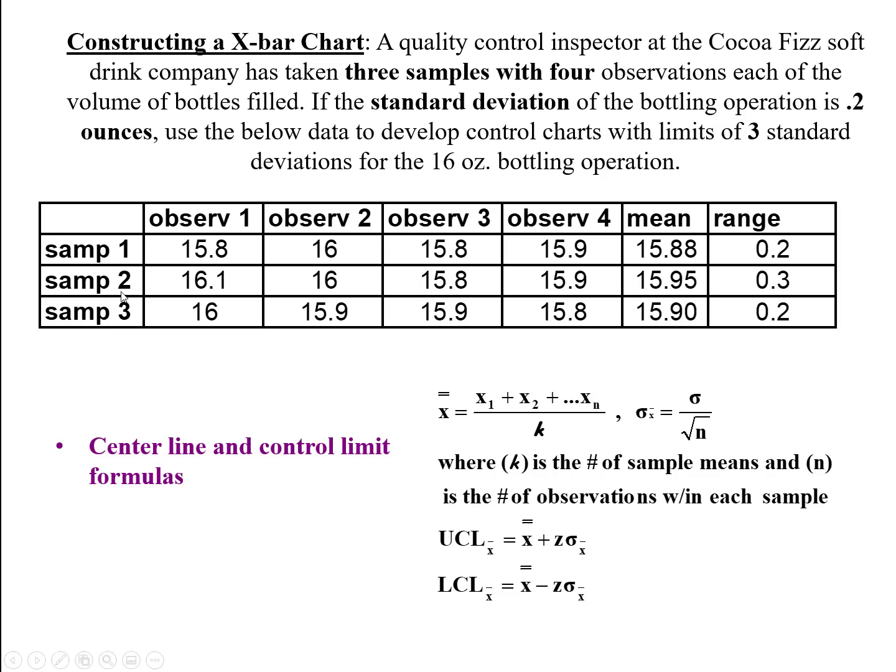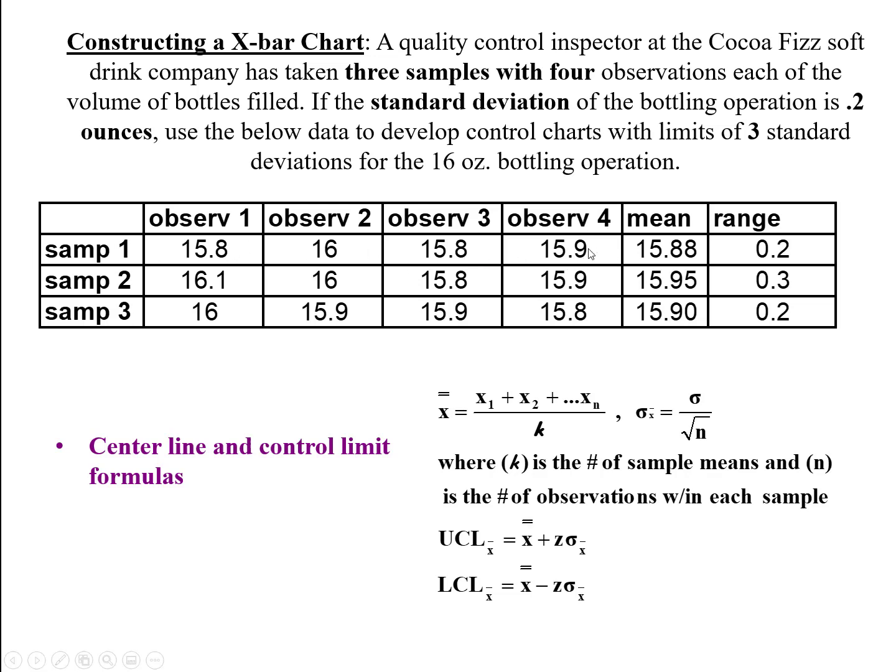Similarly, in sample 2, because she collected 3 samples with 4 observations. So in the second sample, the first observation result was 16.1, observation 2 was 16, observation 3 was 15.8, and observation 4 was 15.9. Similarly, for sample 3: 16, 15.9, 15.9 and 15.8. Then what he did, he just checked the mean. So this plus this plus this plus this divided by 4, because we have 4 observations.